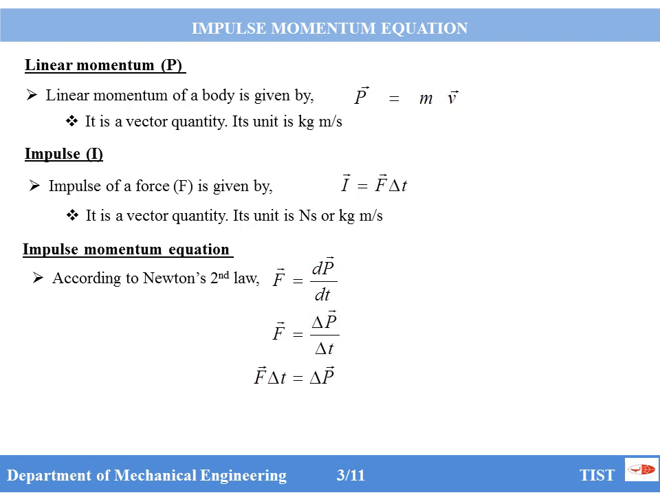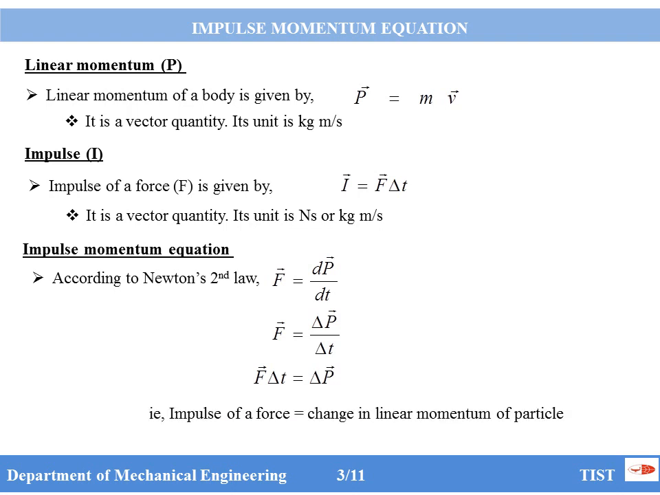Now what is F into delta T? F into delta T is nothing but impulse. So impulse is actually equal to change in momentum, right? Delta P is the change in momentum. Change in momentum means final momentum minus initial momentum. So that is actually the impulse momentum equation.